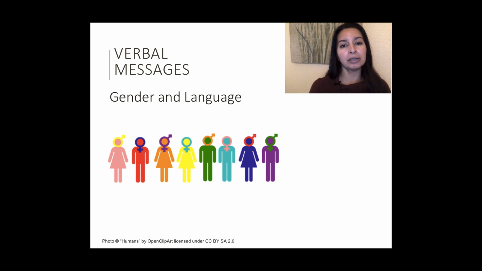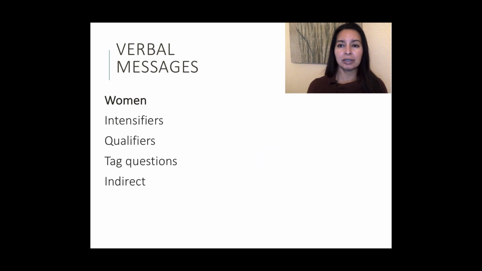Research also finds that women use more intensifiers, qualifiers, hedges, and disclaimers than men. What are these? Intensifiers heighten or intensify topics. For example, I'm so excited versus I'm excited. So the adding of so is an intensifier. Qualifiers are things like kind of, maybe, possibly. So we add this to the language. I kind of think we should maybe change gears.